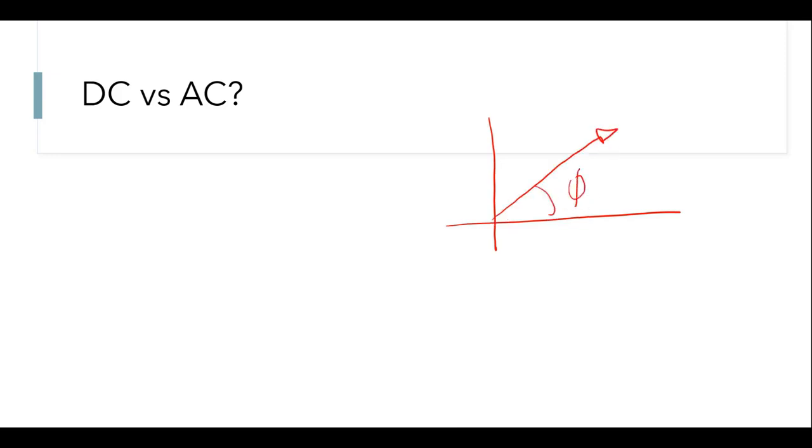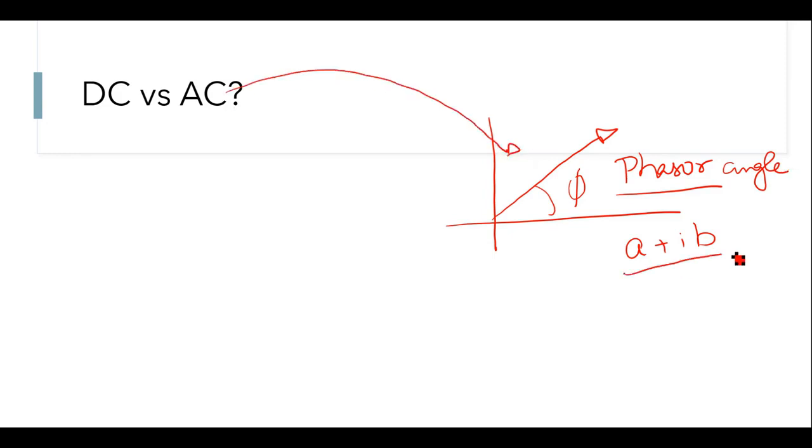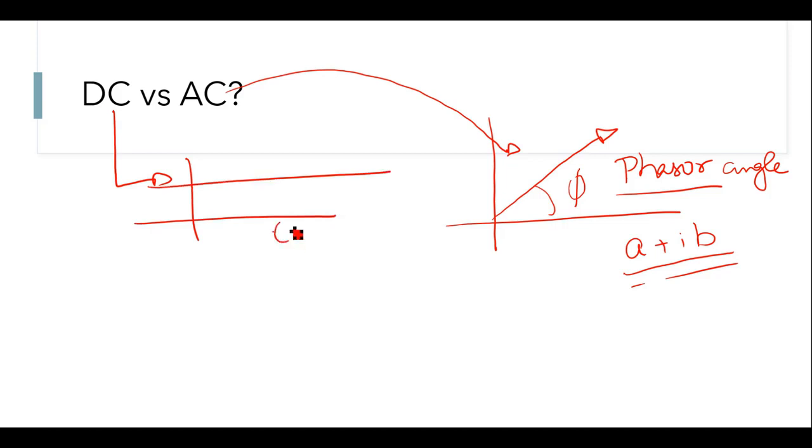Those of you who have studied electrical engineering would have seen graphs like this, requiring the knowledge of something called the phasor angle. And the analysis of alternating current requires extensive knowledge of complex numbers. So it's not a very easy thing to understand or visualize. Direct current, on the other hand, is much simpler. We just have, with time, a single value of current which doesn't change much.